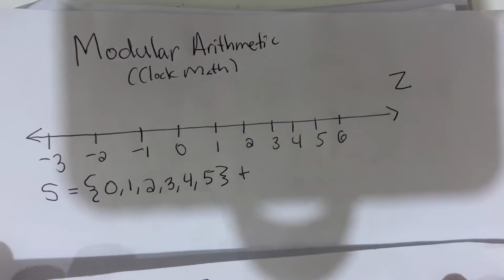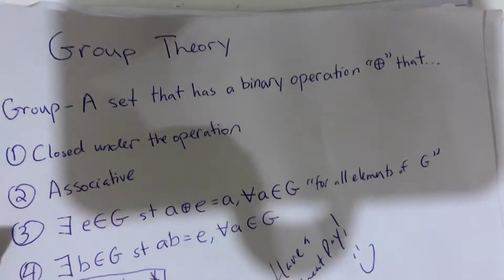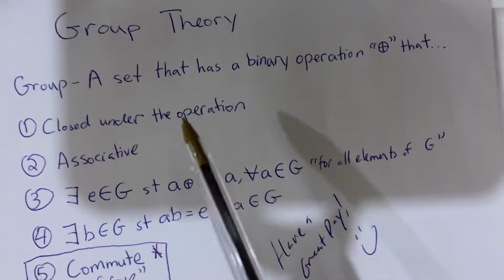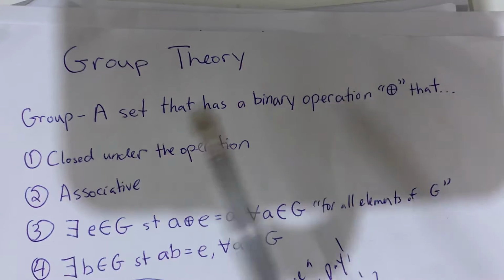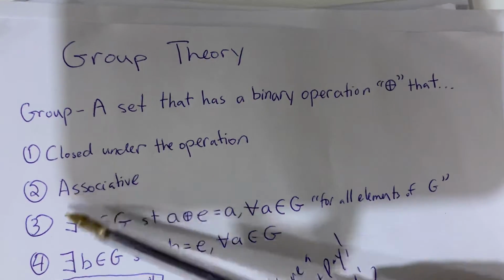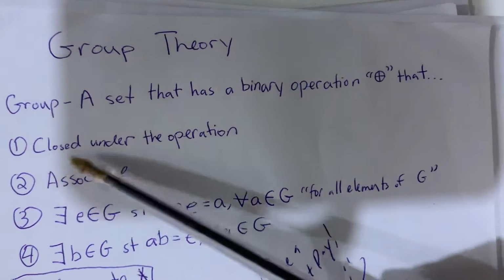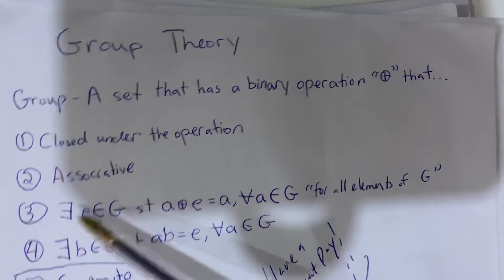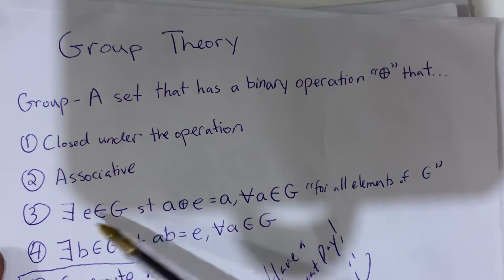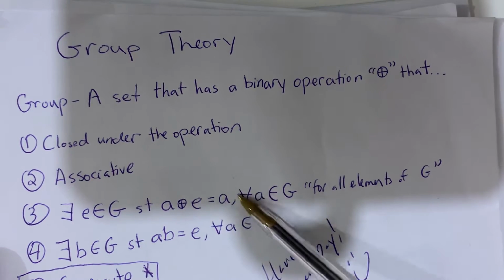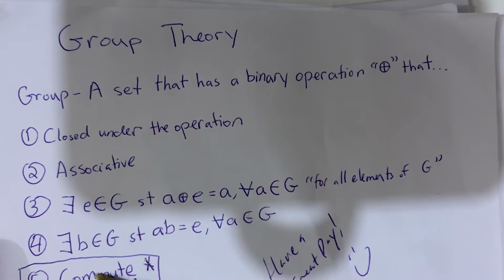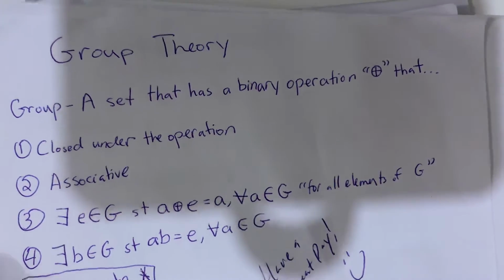Now, let's recall what a group is. A group is just a set with some binary operation that obeys these four properties. So it has to be closed under the operation, it has to be associative, there has to exist some identity element E in G, such that A operated with E is A for all A in G, and there has to exist some B in G, where B is the inverse of A. So let's check that.